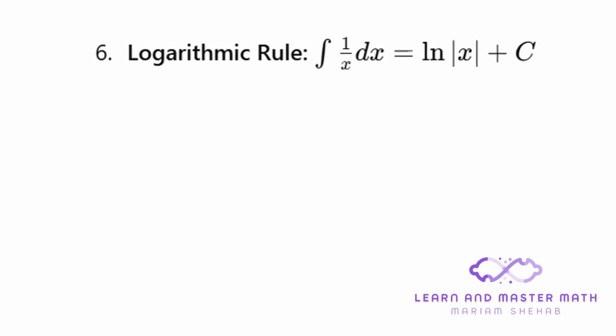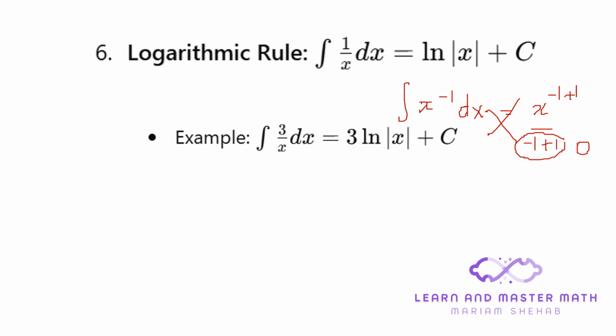Rule number 6, logarithmic rule. The integral of 1 over x dx equals ln absolute value of x plus c. Well, this rule is very tricky, and most students make a common error, trying to integrate it with the power rule. But why does the power rule fail? Because if you add negative 1 plus 1 and divide by negative 1 plus 1, it's as if you're dividing by 0, so here the power rule doesn't work.